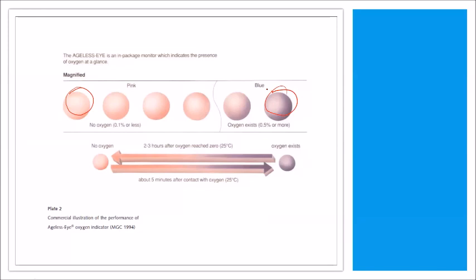When it is completely pink, that means there's no oxygen. It slowly changes into purplish and then bluish, a completely blue tinge, as it reacts with the oxygen. So if it turns blue, or even if it turns purplish, we know that the oxygen scavengers are no longer effective, and we need to change them.